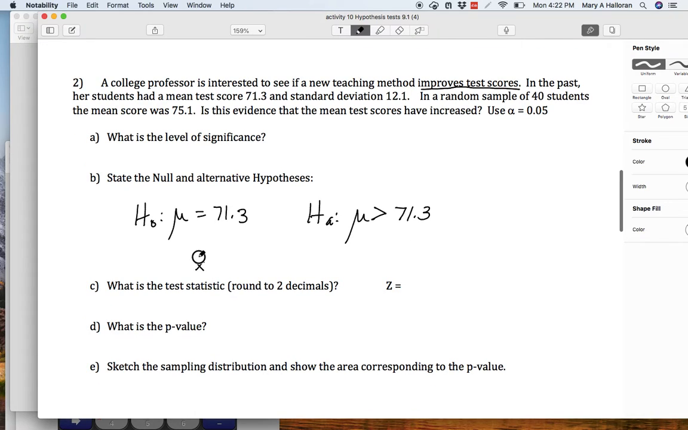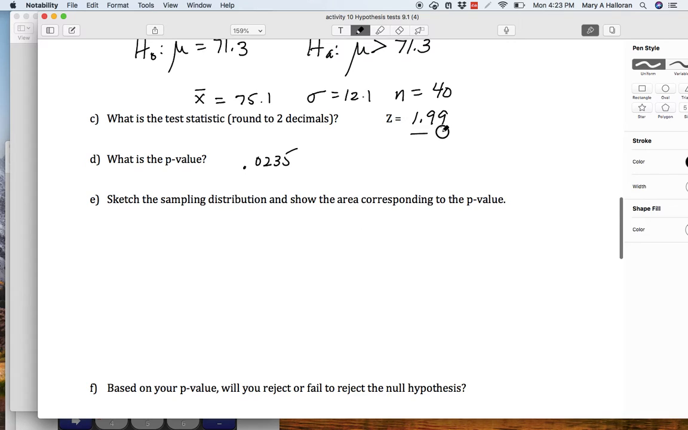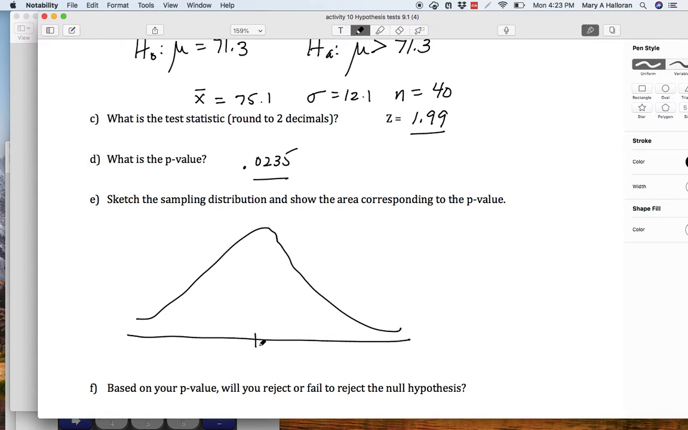So in this, we have our sample mean was 75.1, population standard deviation was 12.1, and you were told n is 40. So for this one, your z-score ends up being 1.99 when you plug all of them into the formula, and you get a p-value of 0.0235. Using technology, we're going to get both this and this. Let's draw the curve that goes with it.